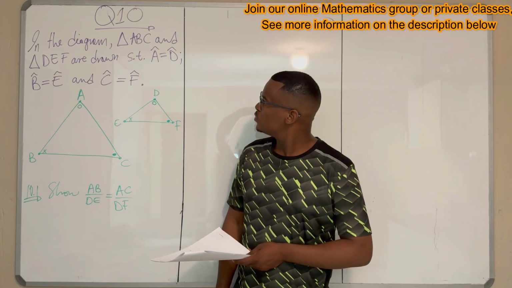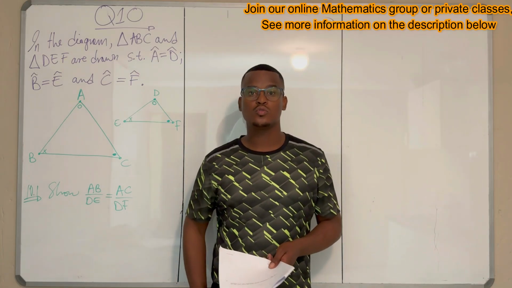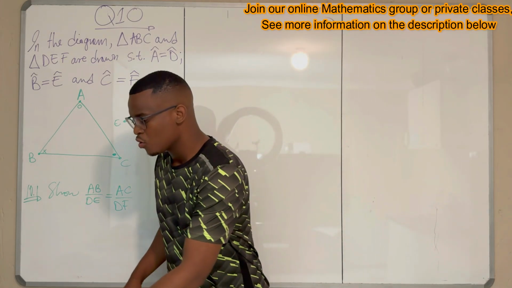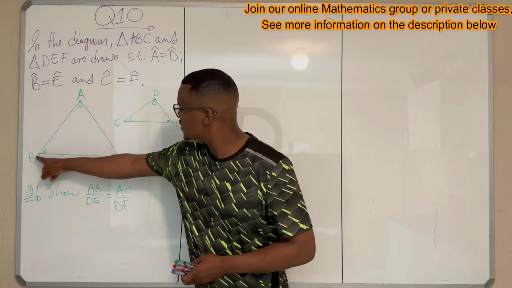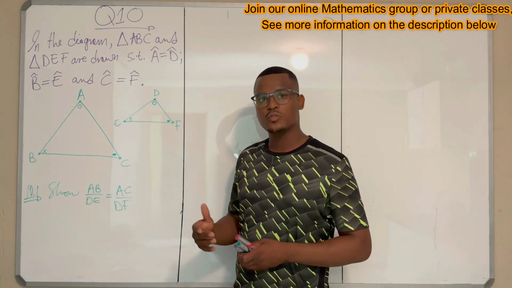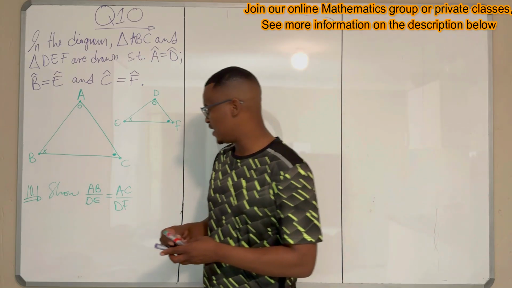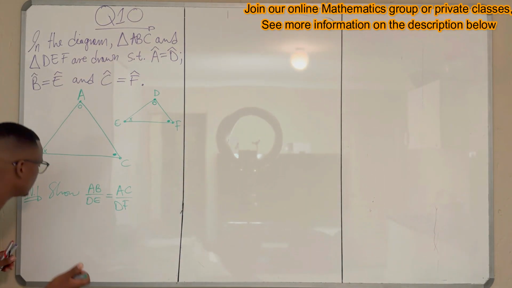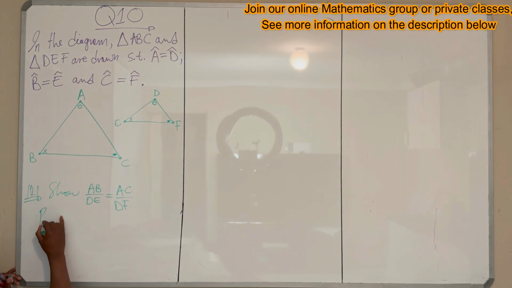So how are we going to do this? We have to make some construction, because we want to show that the ratio of this side to that side is equal to the ratio of this side to that side. So we have to do some constructions. So let's get started. So this is our proof that we're going to do here. I'm going to start with some constructions.